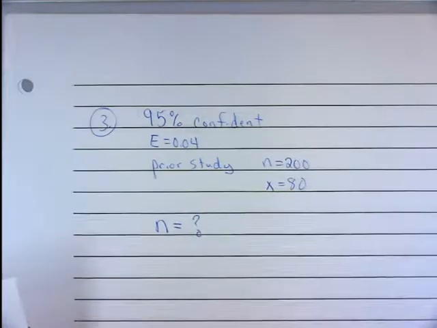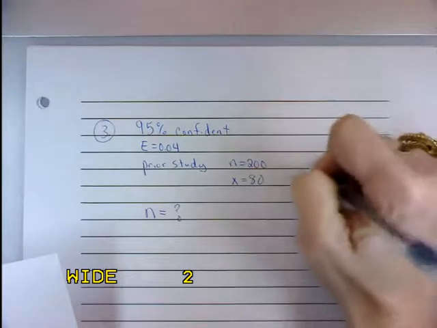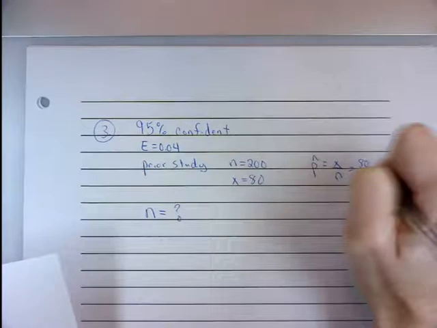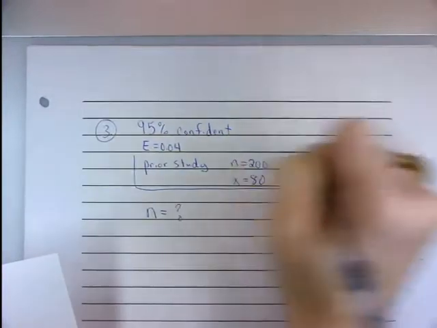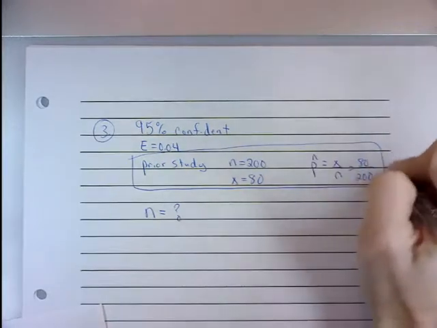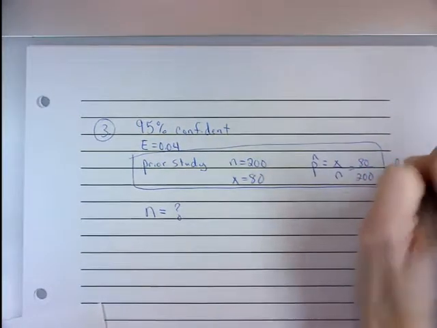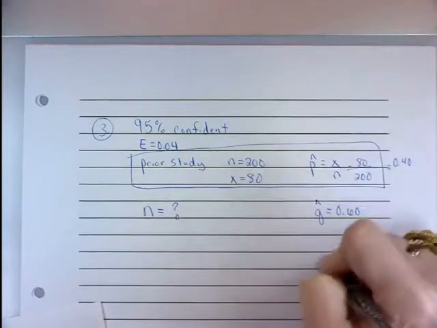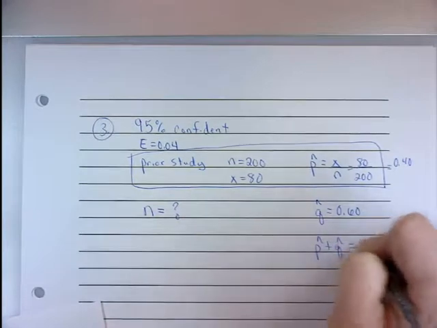And from this prior study, it's giving us a way to find p hat. X over n is 80 out of 200. This is important from a prior study. Remember, if they don't give you p hat and q hat from a prior, past, recent study, default, let it be 0.5. 80 divided by 200 is 0.4. So p hat is 40%, therefore q hat is 60%. They have to add up to be 1. P hat plus q hat must equal 1.